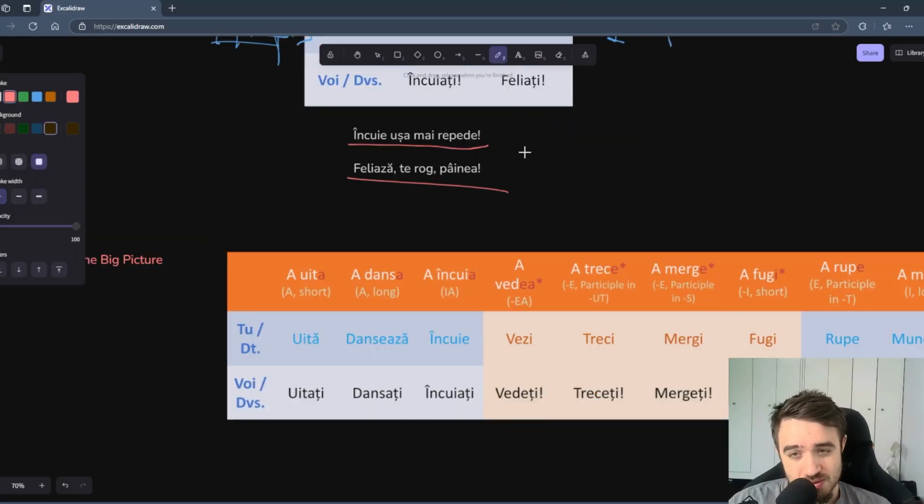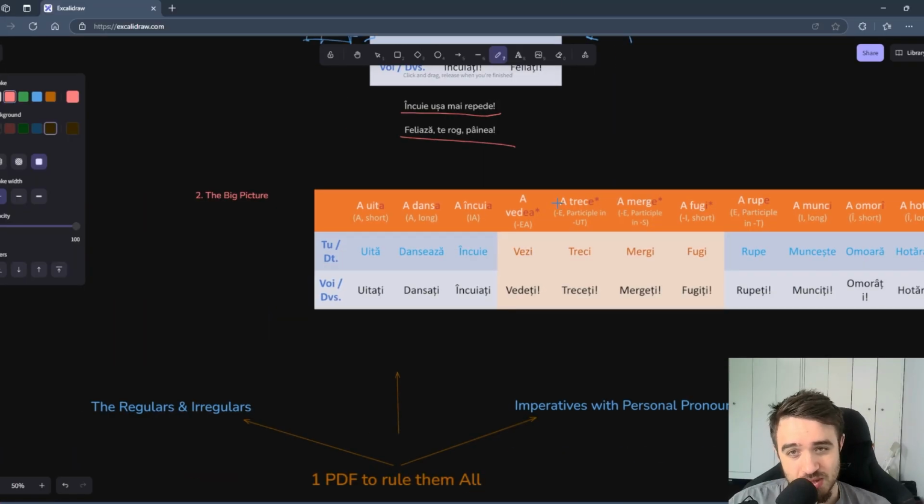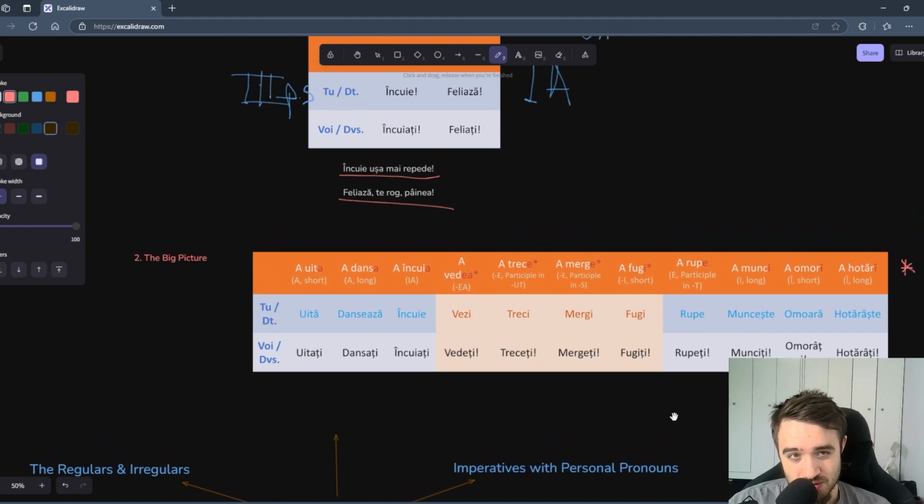And if you want to find more about the conjunctive and how that's used in imperative, we have a link probably up here or up there. I don't know, because this is a new setup. Right, so let's go to the big picture and have a quick look at this.